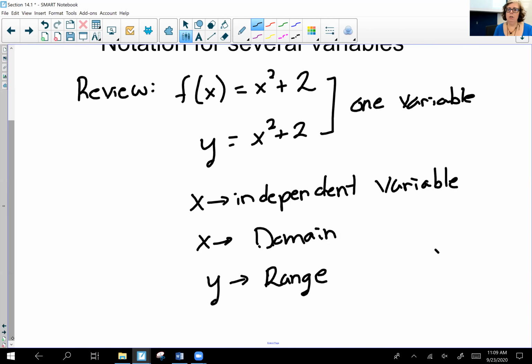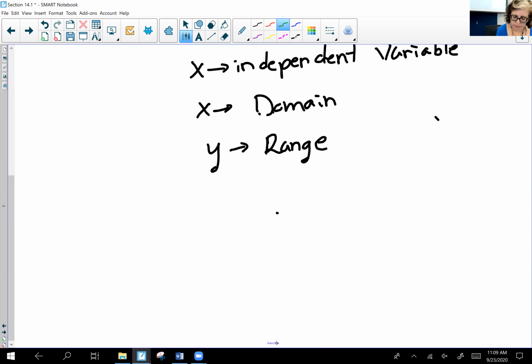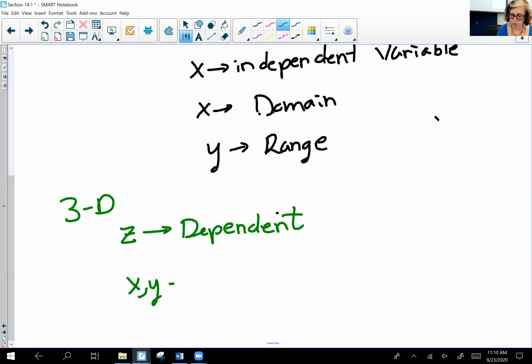But we are no longer just working in a two-dimensional setting. What we're now going to look at is a function of three variables. So 3D. Now in 3D, z is usually considered our dependent variable. X and y are then my independent variables.